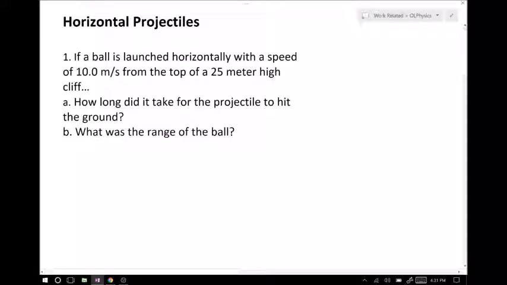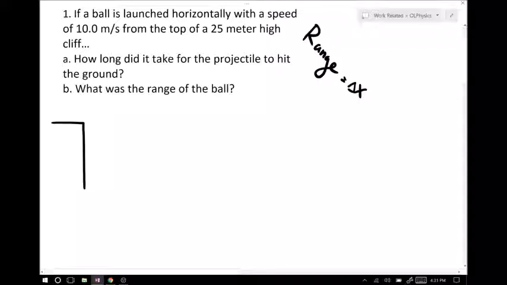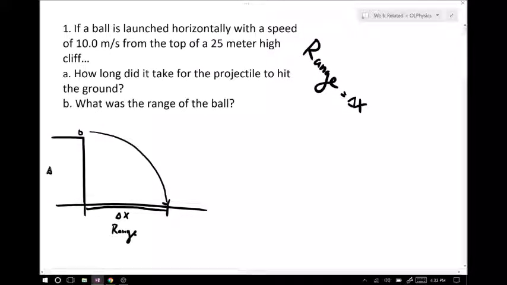So with this one, the end goal is solving for range, which is your horizontal displacement. If you ever hear horizontal displacement or range, I'll sketch out a picture, and it simply means the ball gets launched, it does something like that. Your change in x down here, that is your range. And we're given some things. We have a change in y of 25 meters. We're given a velocity, so our vx, or horizontal velocity, is 10 meters per second. And that's pretty much about it.